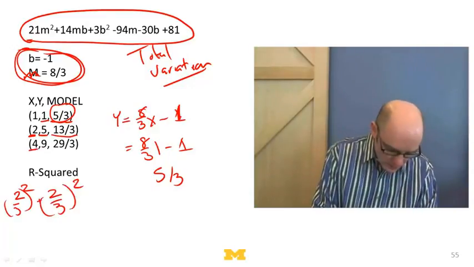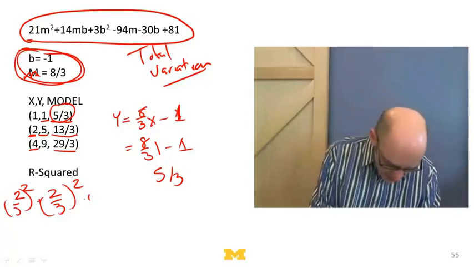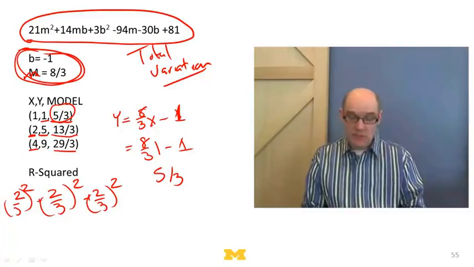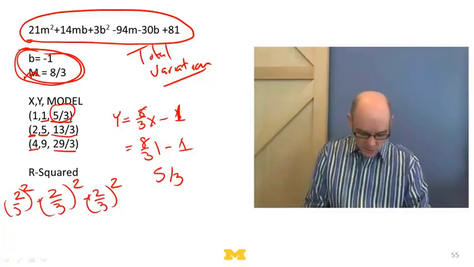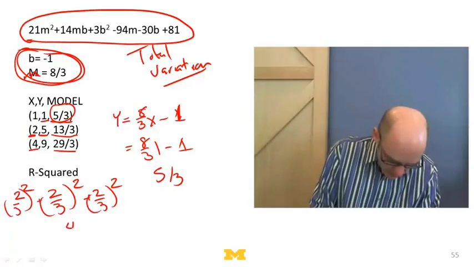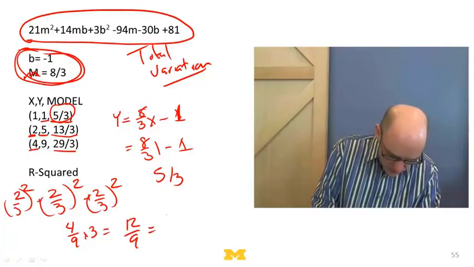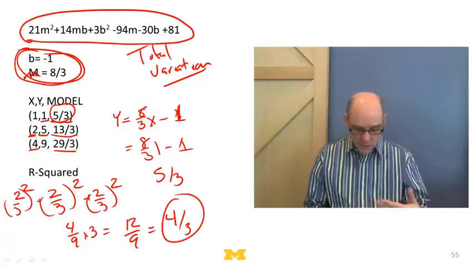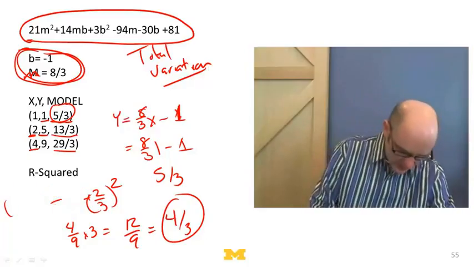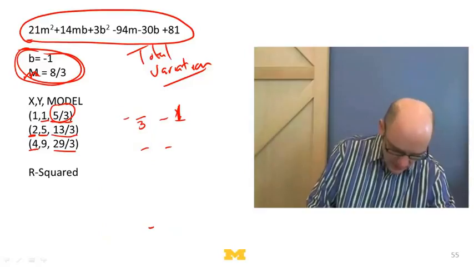And if we look at when x equals 4, our model gives us 29/3. The actual value is 9, which is 27/3. That's also off by 2/3. So what we're going to get is our total variation left over is 2/3 squared plus 2/3 squared plus 2/3 squared. So that's basically 4/3. That's going to be 4/9 times 3, which is 12/9, which is 4/3. So now if I want to know what's my r squared, right? Well, if I erase all this stuff for a second, what I get is, how much of the data did I explain?